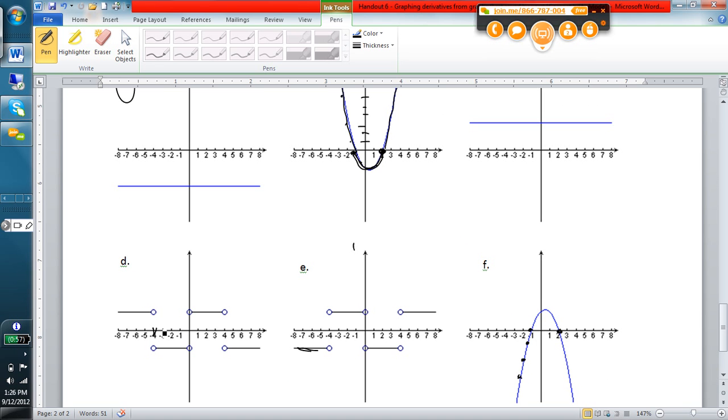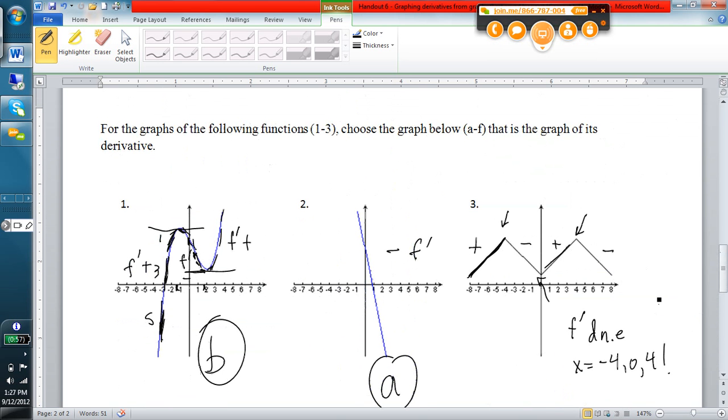And you see at negative 4, what have I got? Got an open circle here, open circle here. Is that right? That'd be right, wouldn't it? Because the derivative does not exist at those, so I don't need a point there. And so I've got 2 open circles, and the same thing happens at 0. All right, so yeah, I'm good with D. All right?